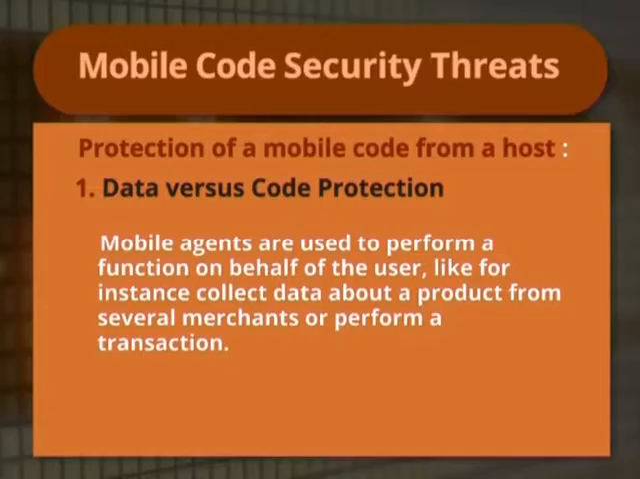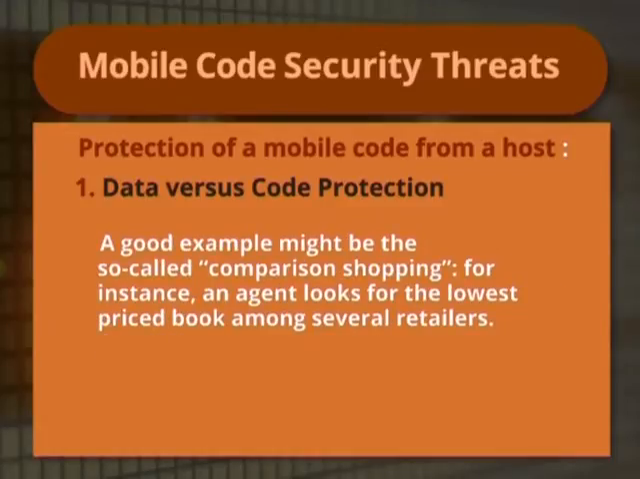Mobile or roaming agents are a form of mobile code especially publicized in electronic commerce, but user data protection techniques are not well adapted for protecting their data. Mobile agents are used to perform a function on behalf of the user, like for instance collect data about a product from several merchants or perform a transaction. A good example might be the so called comparison shopping. For instance, an agent looks for the lowest priced book among several retailers.